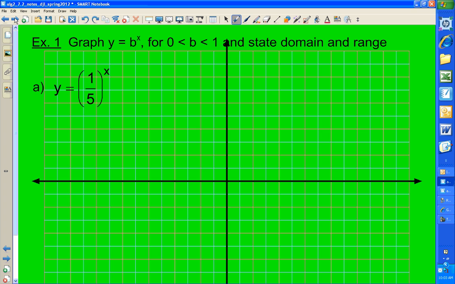Okay, here's y equals (1/5)^x, another parent graph. The only difference on this is it's 1/5 instead of a half. So it's steeper on the left, and it gets quicker to the asymptote on the right. So after we put in our asymptote, there's your horizontal asymptote.